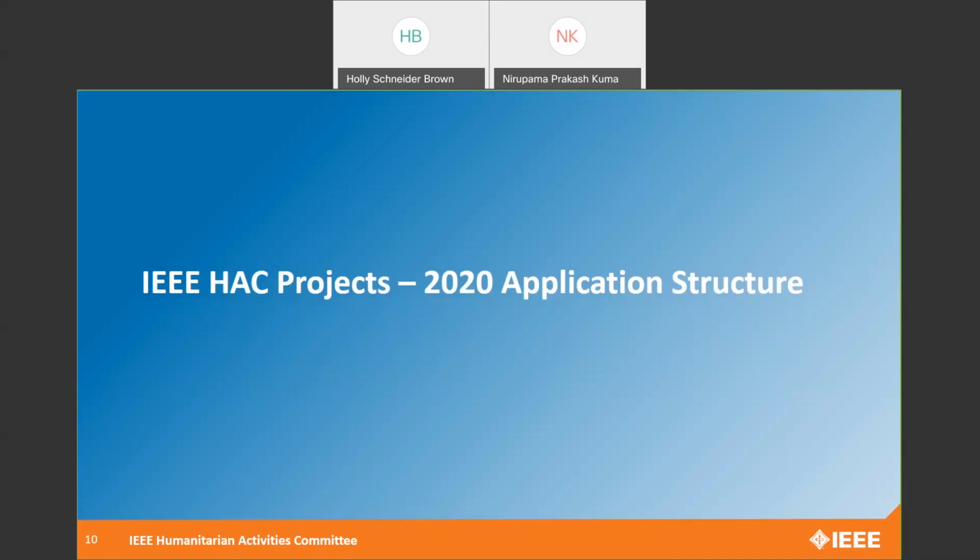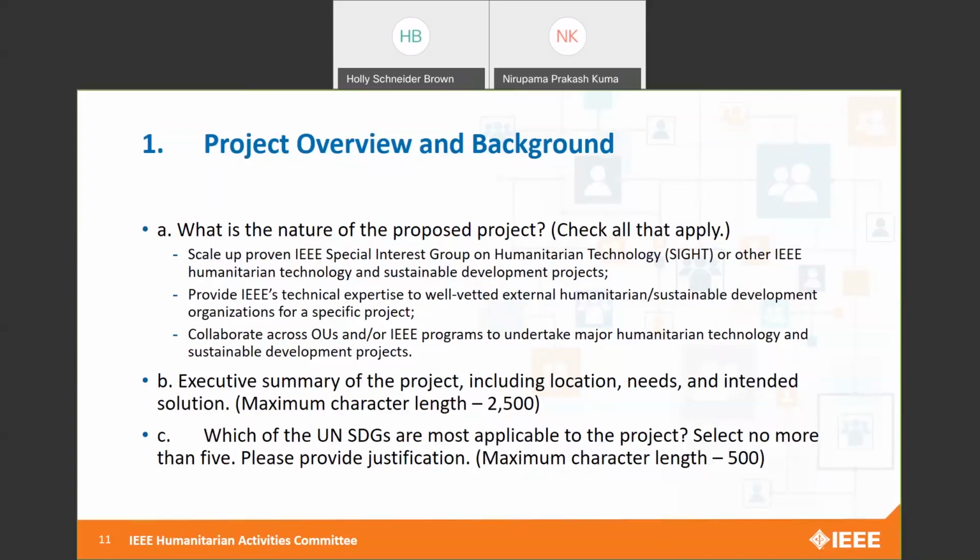I'm not going to spend much time. Next slide. So, we'll ask for the nature of the project. Also, we are going to ask about what kind of UN Sustainable Development Goals apply to this project. Please don't check all the UN Sustainable Development Goals. You don't get an advantage if you show that you're hitting more UN Sustainable Development Goals.